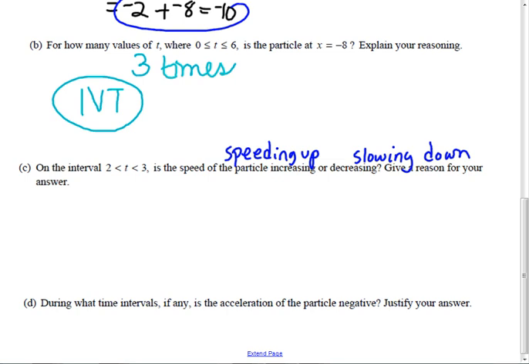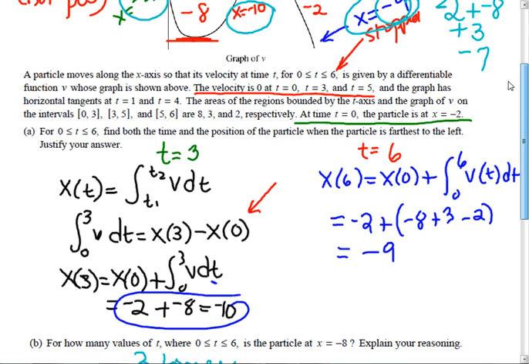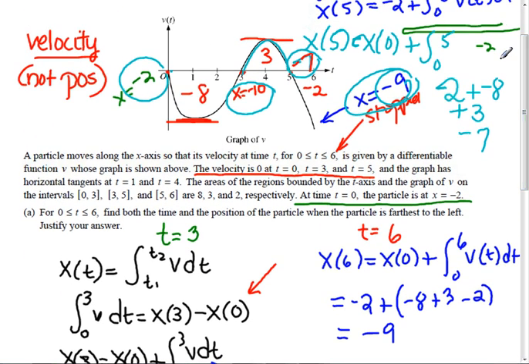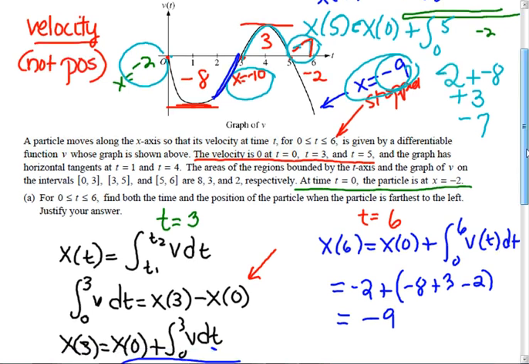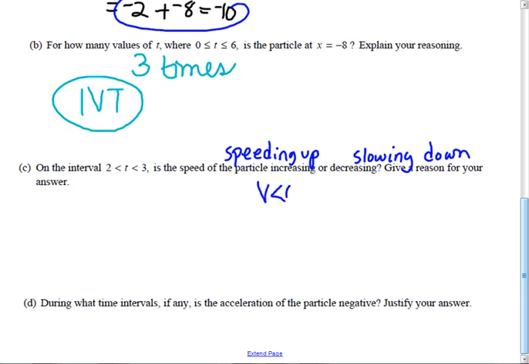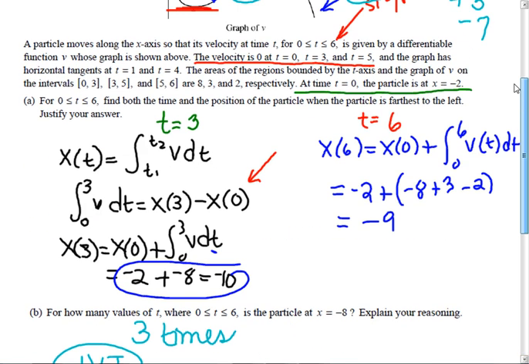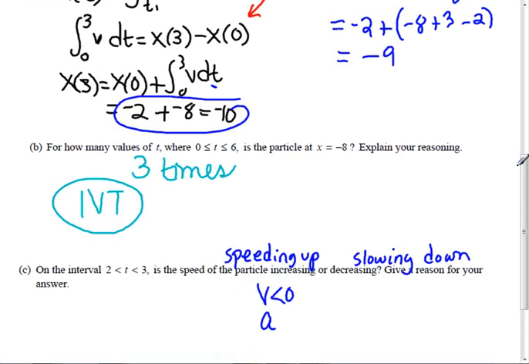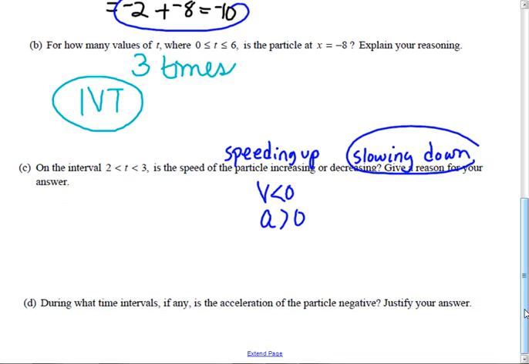Well, if you know that, then this is easy. So between 2 and 3, what's your velocity? Right in here, what's your velocity? Positive or negative? Velocity is negative, right? Velocity is less than 0. What's the acceleration? That's positive, yes. And so therefore it's slowing down, or to put it in the same words that they use, the speed is decreasing. There's your justification. Got to read though. Sometimes it's not speeding up, slowing down. So read the question carefully.